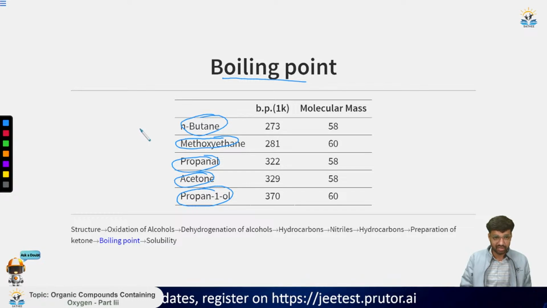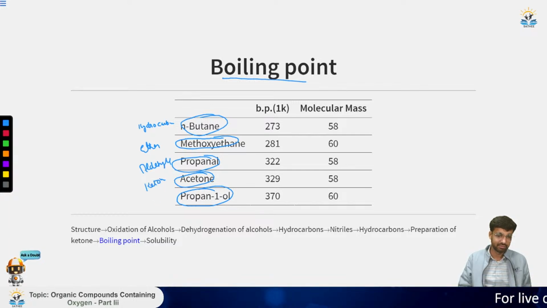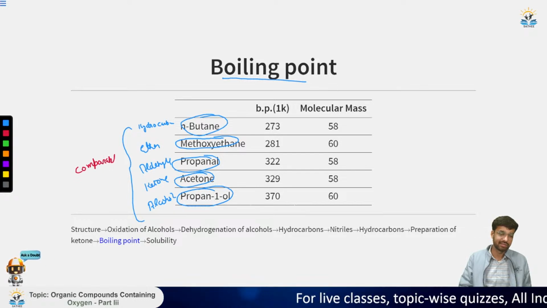So the first one is a hydrocarbon, of course. Second one is an ether. Third one is an aldehyde. Fourth one is the ketone, and fifth one is the alcohol. Now all these are of comparable molecular mass.